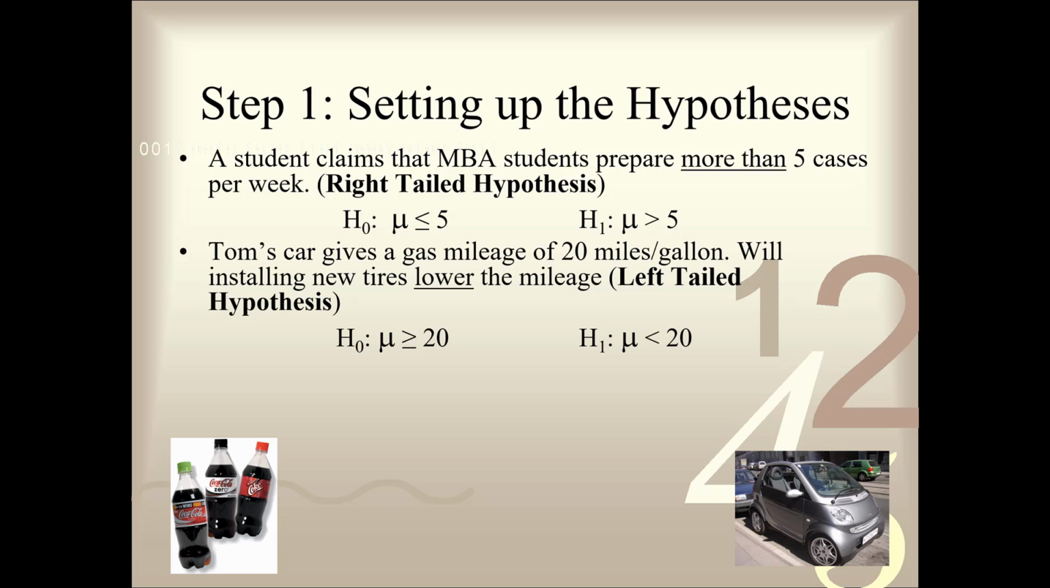Here's an example of a left-tailed hypothesis, or a less than problem. Tom's car gives gas mileage of 20 miles per gallon. Will installing new tires lower the mileage? So we're wanting to test this new information. We think it'll be less than 20.